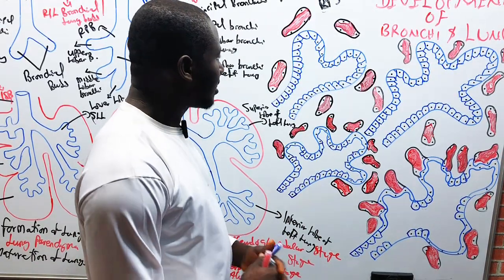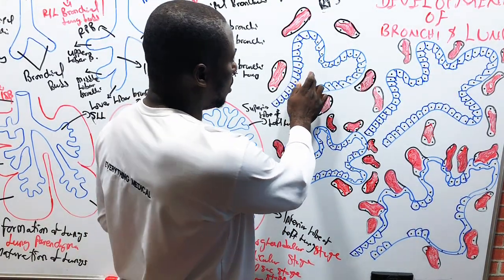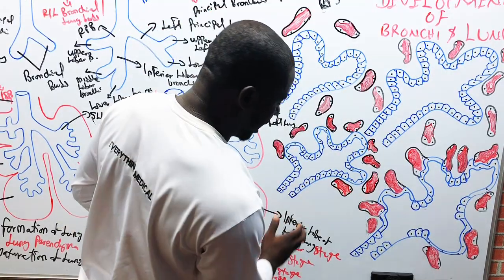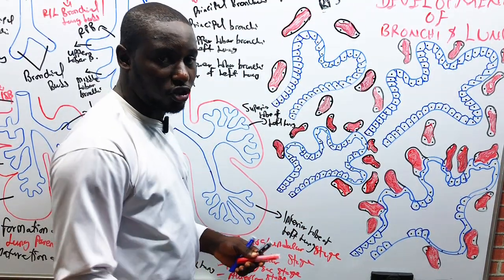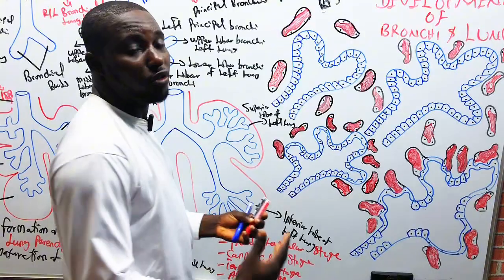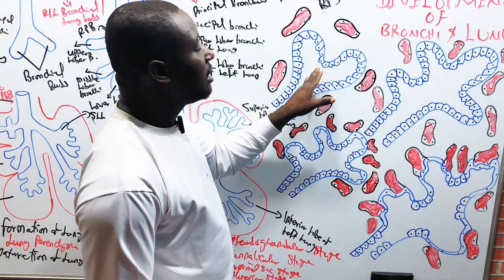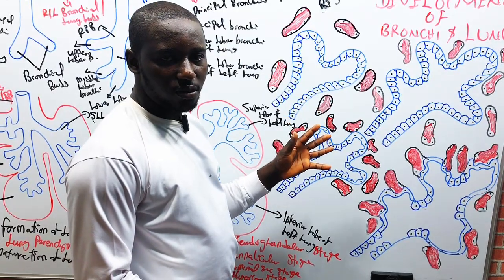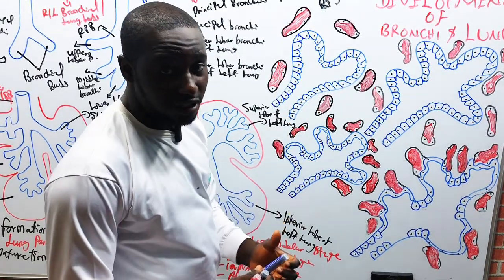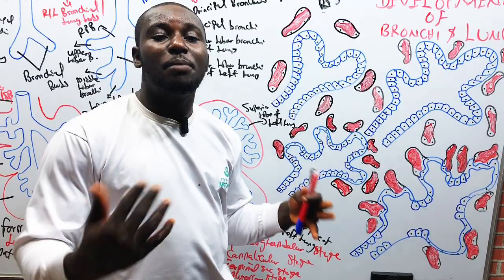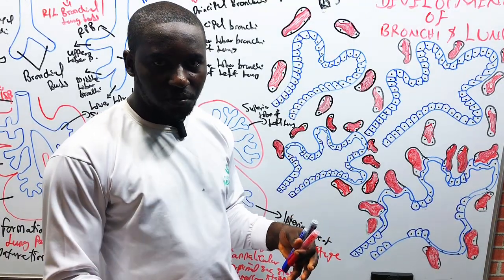Now, the pseudoglandular stage, you can see it here. We have 4 structures here, right? Those 4 structures depict the 4 stages of lung maturation. This diagram depicts the pseudoglandular stage. It is that stage of the lungs that resembles the histological appearance of an exocrine gland.